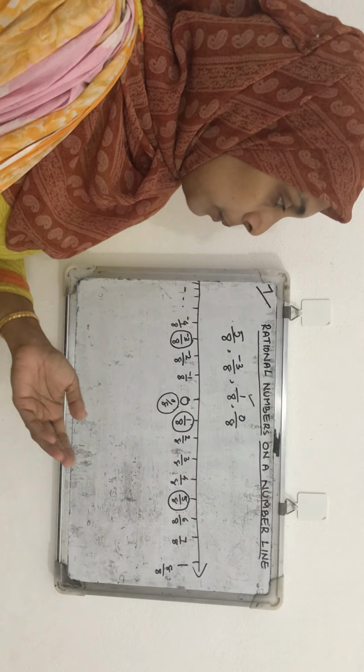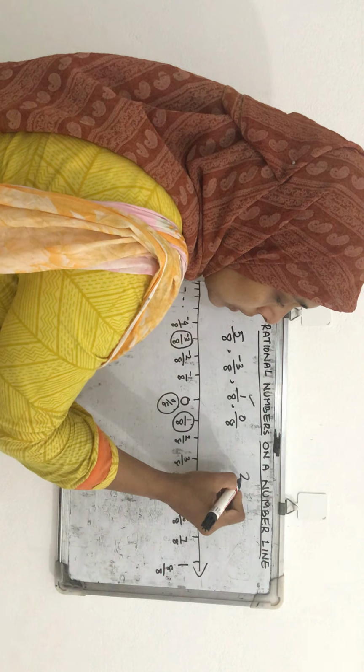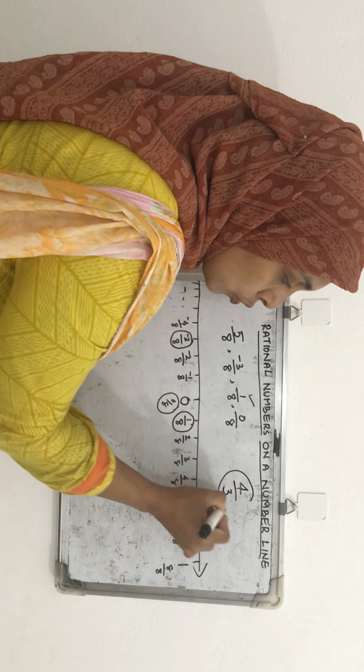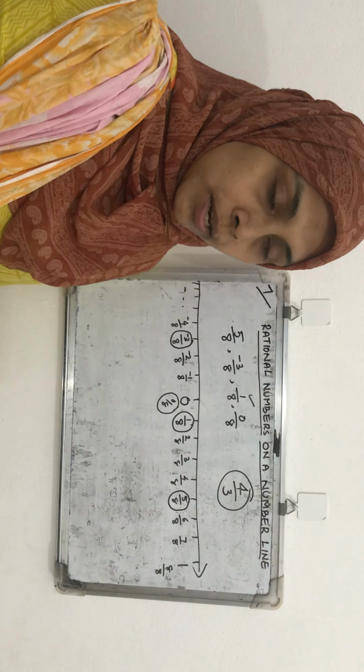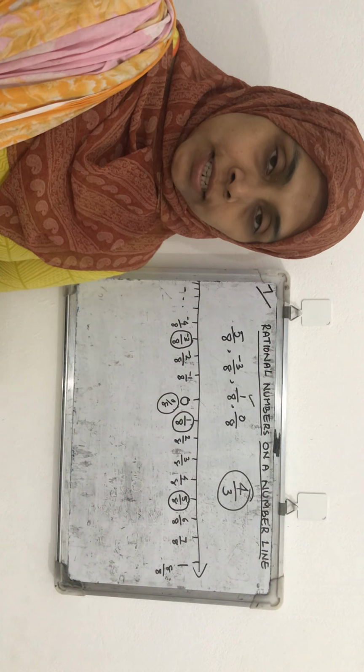Next, the other type, that we know as improper, such as 4 by 3, where the numerator is greater than the denominator. How we represent such types of rationals on a number line, we can discuss later.